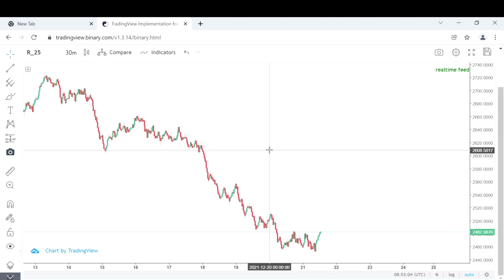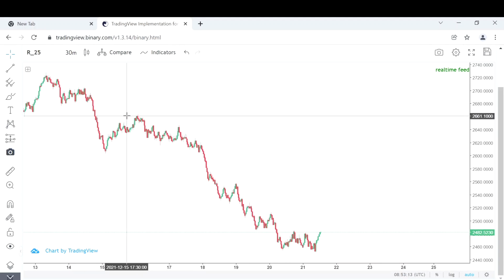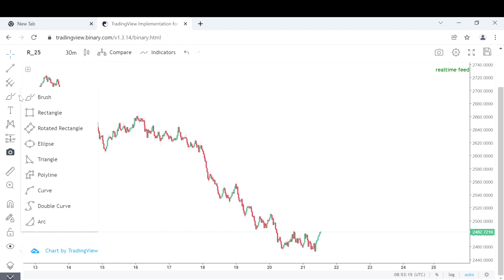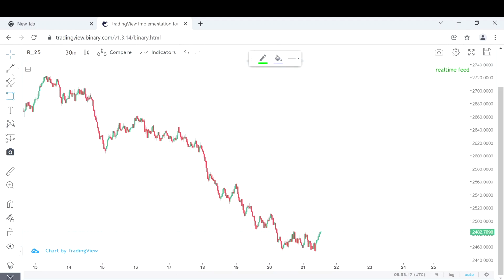A support zone is a zone where price gets to and it bounces back for a buy. A support zone is used for buying, while a resistance zone is always at the top. For example, you can see my chart here. Let me bring out my brush. This is my brush.